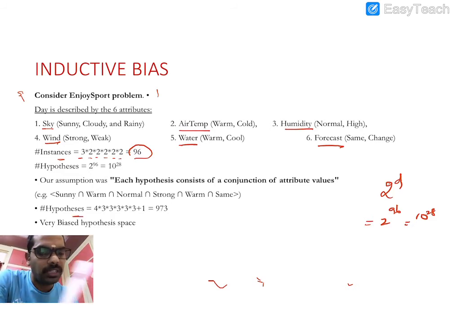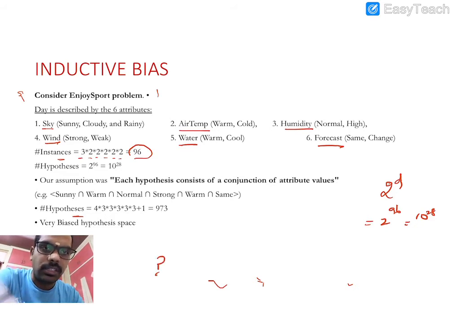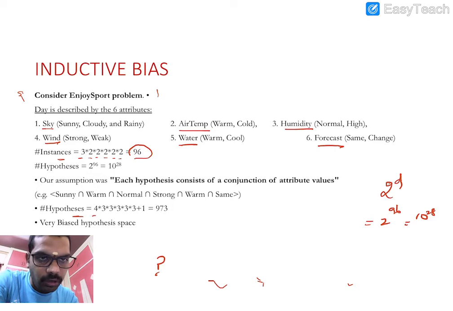In this case, the hypotheses will be calculated as follows. How many values for sky? 3 plus 1. Why the 1? The 1 is the generalized value, that is the question mark. Because of that, 4. Warm, cold plus 1 question mark gives 3, then 3, 3, 3, 3, and again 1 question mark. That is a generalized representation, that is plus 1. Total 973.